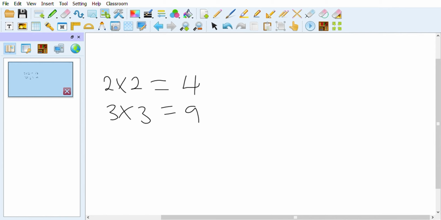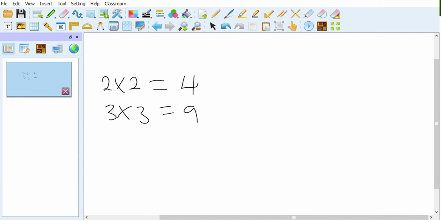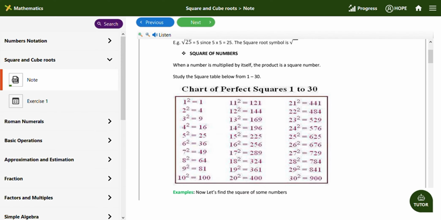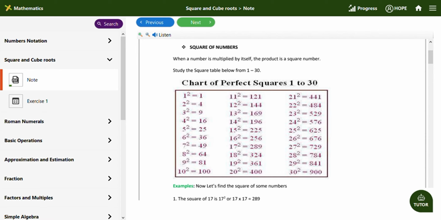Okay, so here is a chart of the squares of numbers from 1 to 30. As you can see, the square of 1 is 1 because 1 times 1 is 1. The square of 2 is 4 because 2 times 2 is 4. The square of 3 is 9 because 3 times 3 is 9.